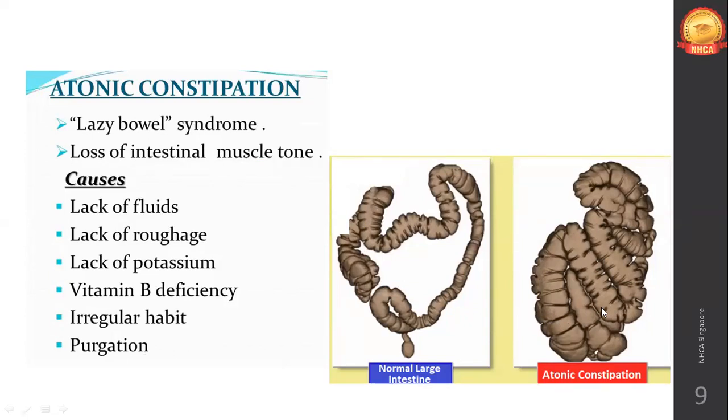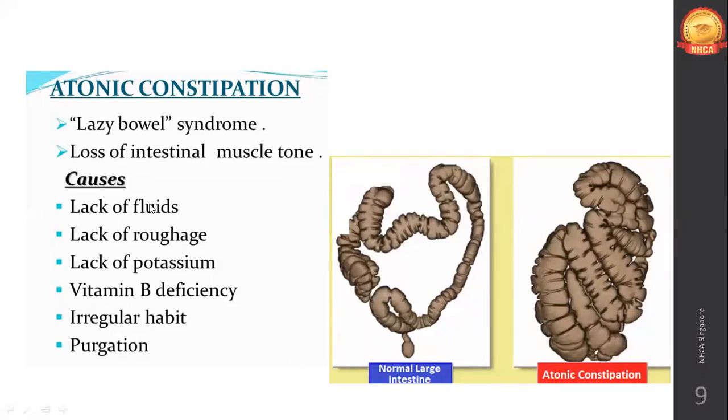Causes: not having enough water, lack of fiber. Lack of roughage means lack of fiber in diet, lack of potassium in diet, vitamin B deficiency, irregular eating habit, purgation. It's an eating disorder in which you use a lot of laxatives. Okay, people who overuse laxatives as a part of bulimia nervosa eating disorder or anorexia nervosa as well.